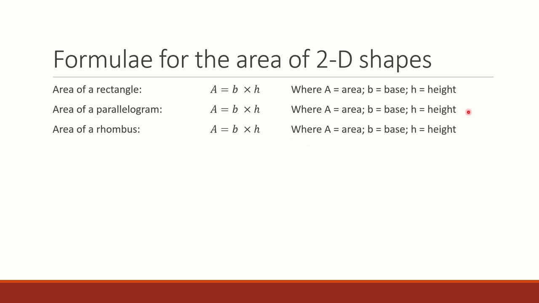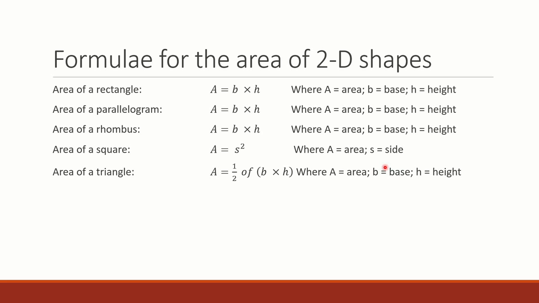We'll have a look at the way that we measure the height of these two shapes. That's very important. The area of a square, A equals S squared, and in this case S is the side. Remember, a square has equal sides all around. A triangle, A equals half of the base multiplied by the height, where A is the area, B is the base of the triangle, and H is the height of the triangle.